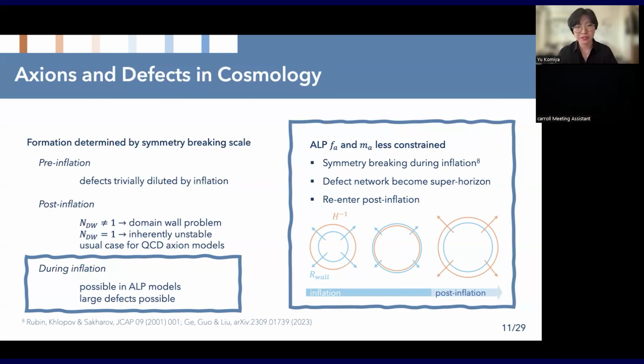If you think about a closed domain wall that is more or less spherically symmetrical, it will re-enter and start collapsing under its own tension in a standard case. This is interesting because it allows us to form much larger defects, and this could have much more diverse consequences in terms of the sort of objects that might form as remnants.